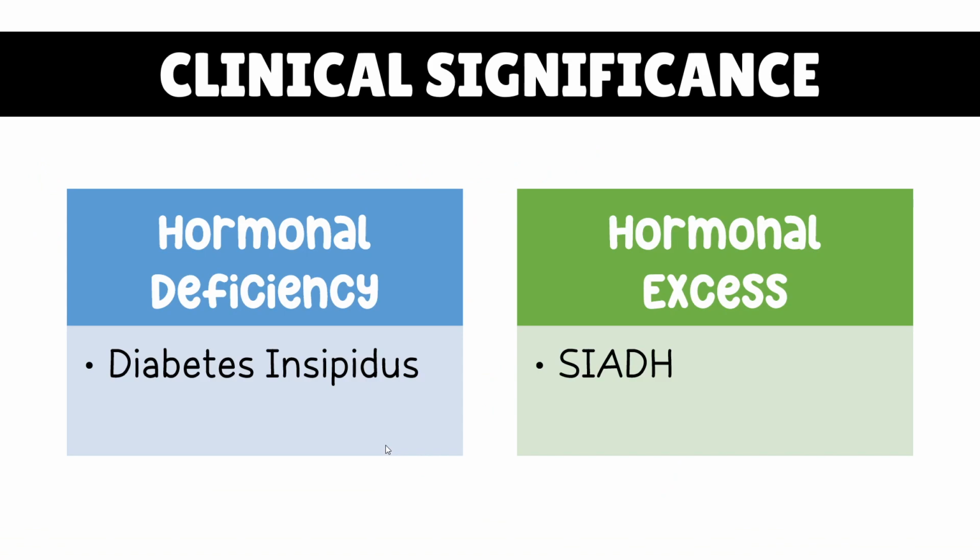Sige, so now we go to the clinical significance, and there are actually just two conditions related to your ADH. If there is deficiency of your ADH, then that is your diabetes insipidus. If there is excess, then that is what we call your SIADH, your syndrome of inappropriate antidiuretic hormone. So SI here stands for your syndrome of inappropriate, and then ADH, antidiuretic hormone.